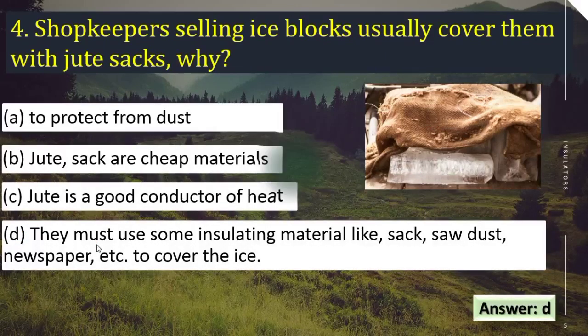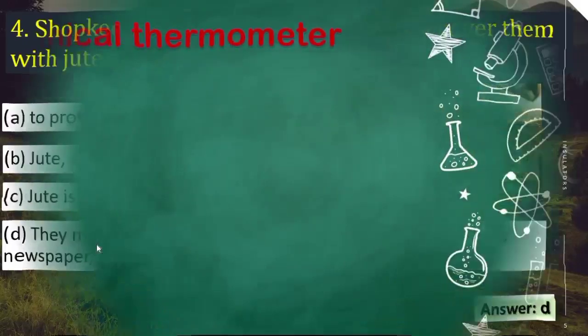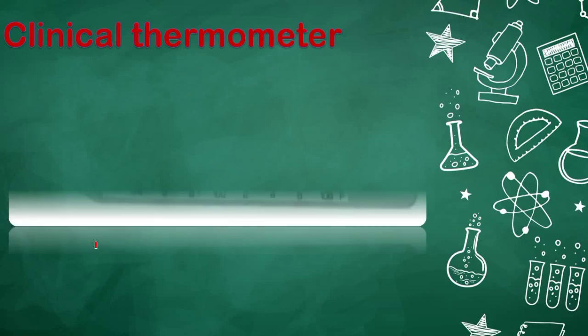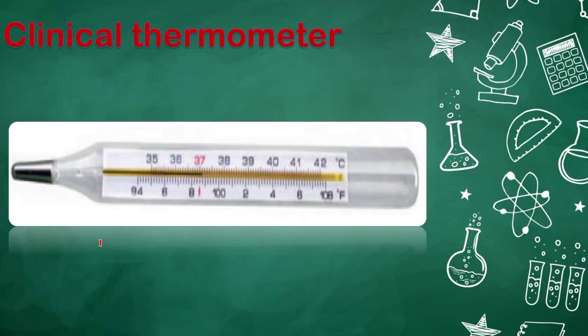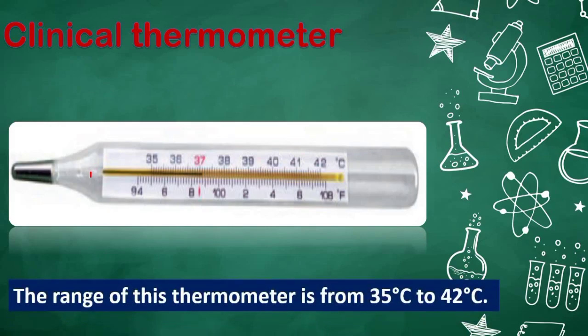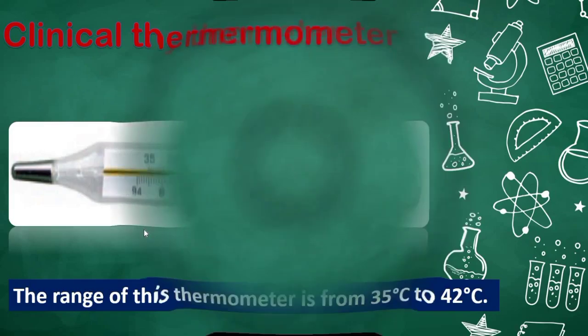Let us move to the next concept, the types of thermometer. The first type of thermometer is the clinical thermometer. It is used to measure the temperature of the human body. Generally, we know that the temperature of a healthy person is 37 degrees centigrade and it never goes below 35 degrees centigrade and never crosses 42 degrees centigrade. Therefore, the range of the thermometer is from 35 degrees centigrade to 42 degrees centigrade. This is a clinical thermometer. In this thermometer, mercury metal is being used.